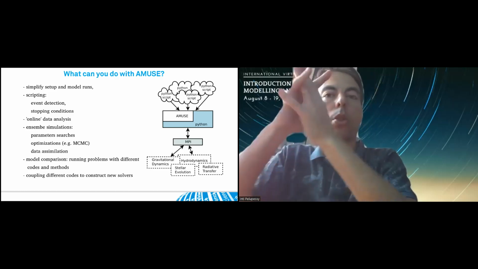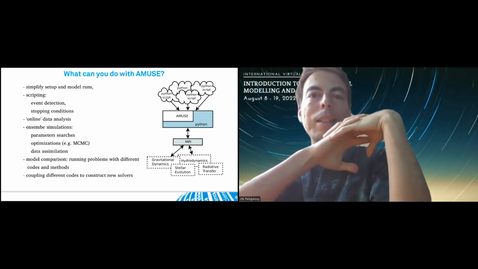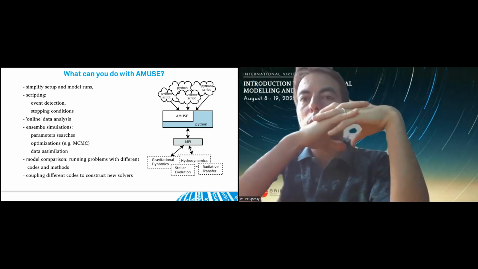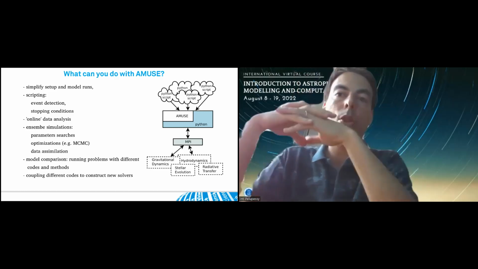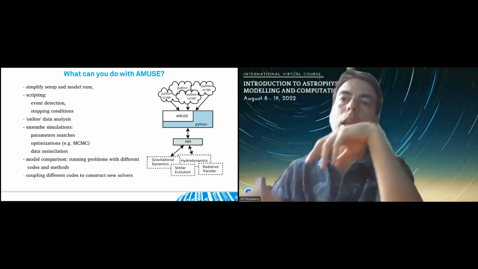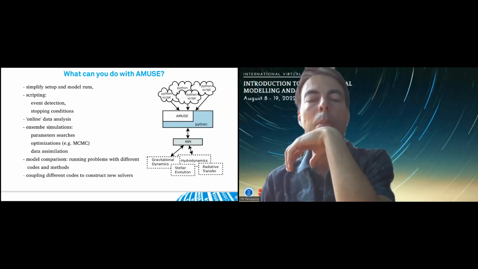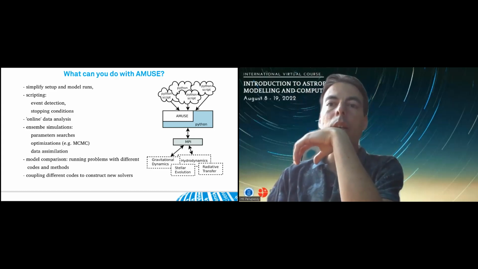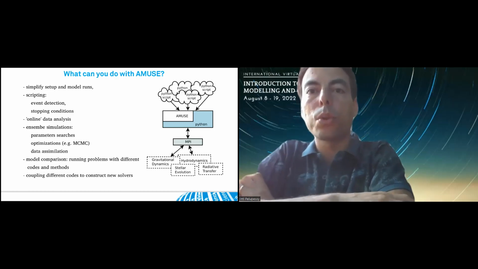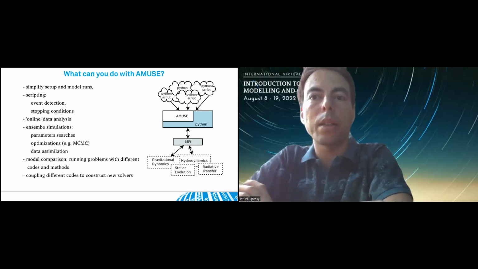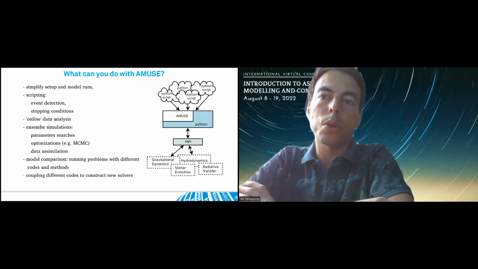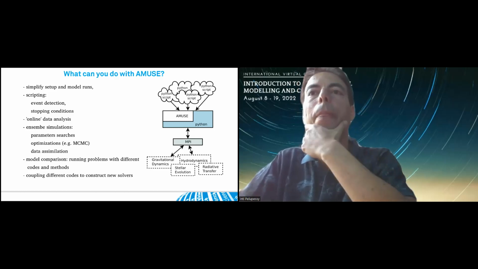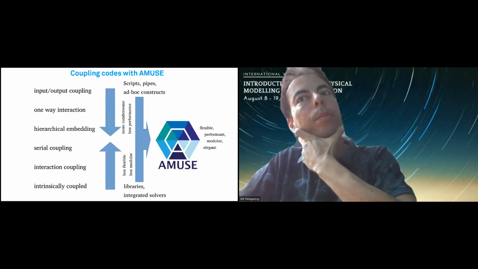And the other thing is, because all these codes have the same interface, it simplifies model comparison. You can run problems with different codes using the same type of method, or you can switch methods. Maybe run a given hydrodynamics problem with a grid code and an SPH code. And the final thing that it allows you is to make coupling between different codes, and that allows you to construct completely new solvers.